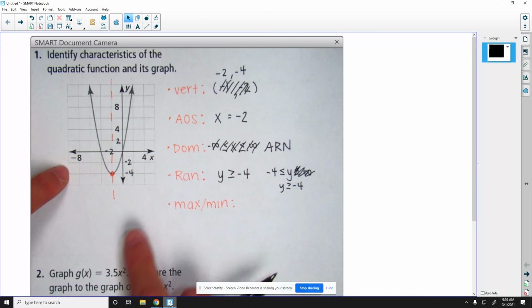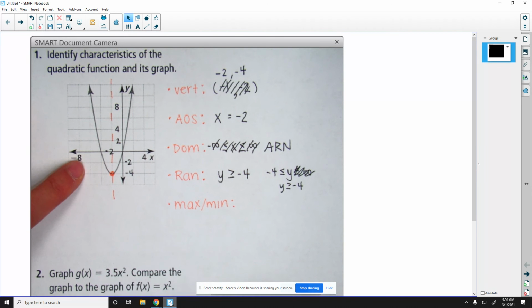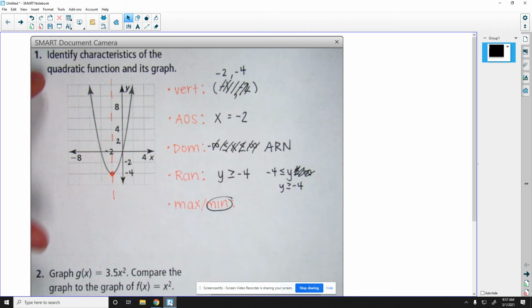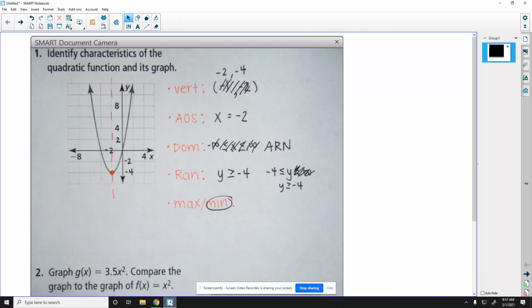Okay, finally, in-person kids, maximum, minimum. What point does this picture have? A max or a min? A minimum. Minimum. Thank you. Right. Minimum means it's the lowest point. Maximum means it's the highest point. Okay. So that's the first thing you need to know about these graphs. What are their characteristics? Okay.